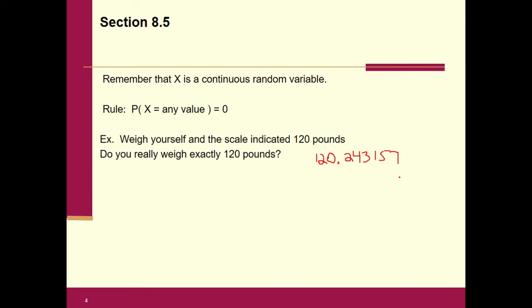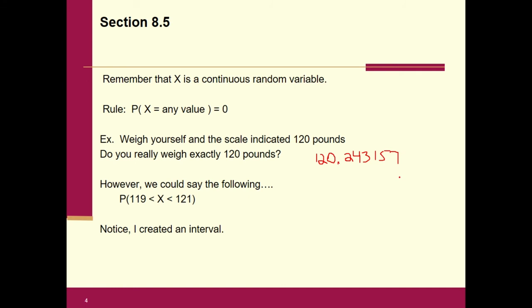So you might be wondering, hold on, Doug, if all these x's are zero, where are their probabilities? There's got to be a probability somewhere. Well, we could say there is a probability that x is between 119 and 121. Notice what I did there: I created an interval. So what would be considered an interval? Something like this, where x is in between two numbers. Or I could say something like this, where x is greater than some number, or less than some number. All three of those would be considered intervals.